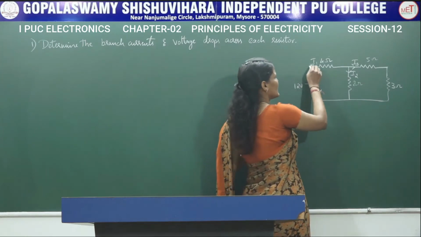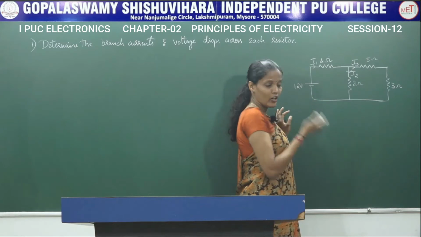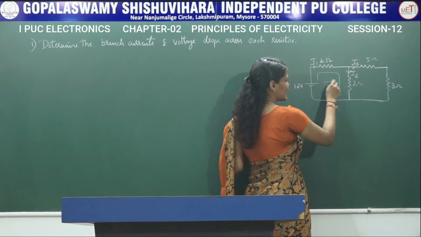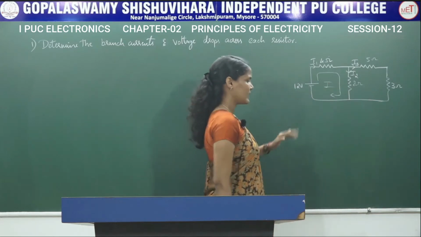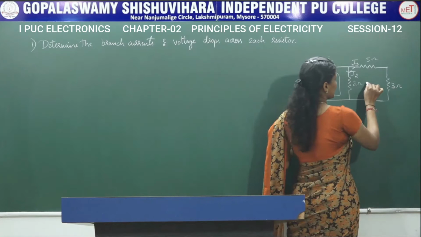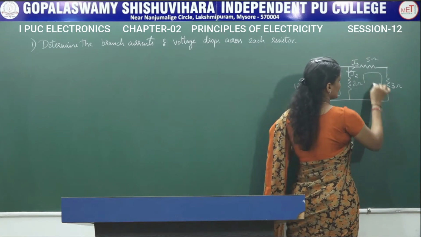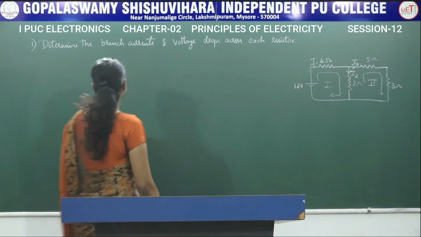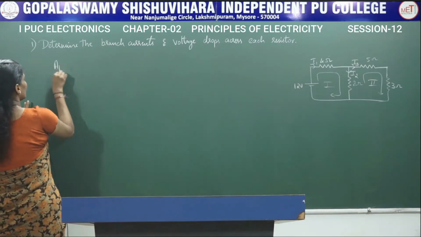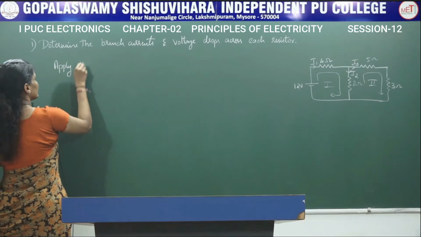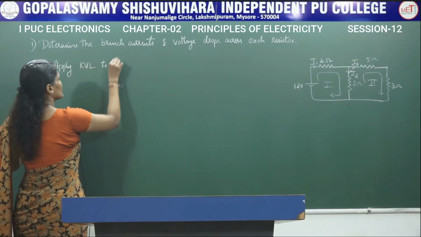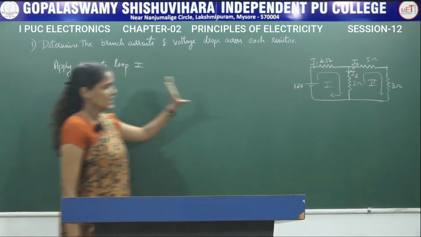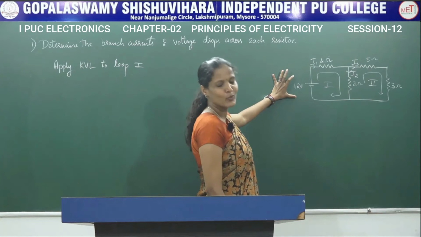So here the branch current directions are already given. We have to draw the loop current direction. Let us call this the first loop and this the second loop. Now we have to apply KVL to each loop separately. Applying KVL to loop 1.